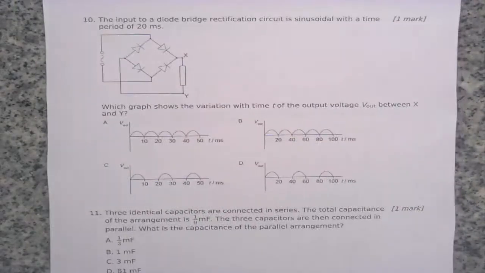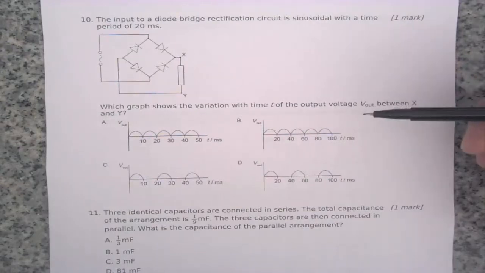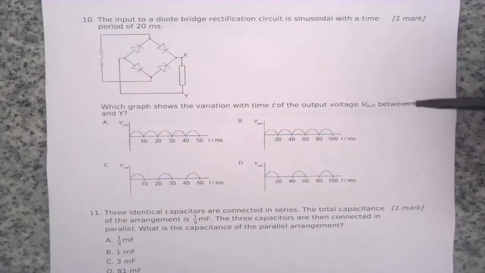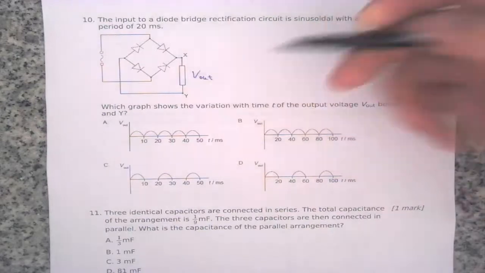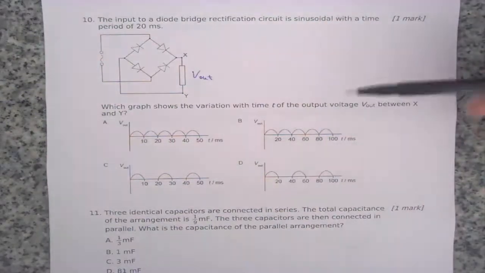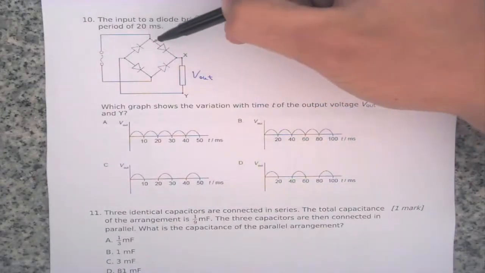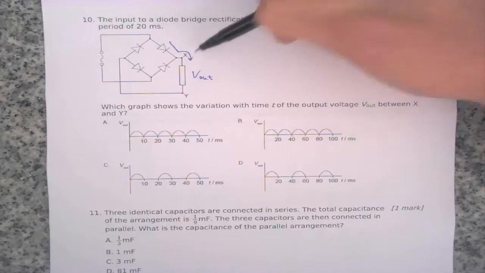For number 10, it says that the input to a diode bridge rectification circuit is sinusoidal with a time period 20 milliseconds. Which graph shows the variation with time t of the output voltage V out between X and Y? So we're trying to find here the potential difference in the resistor. Now, based on these graphs, you see that the current, it will flow from whichever direction it will start. Based on these diodes here, it will flow from this direction.